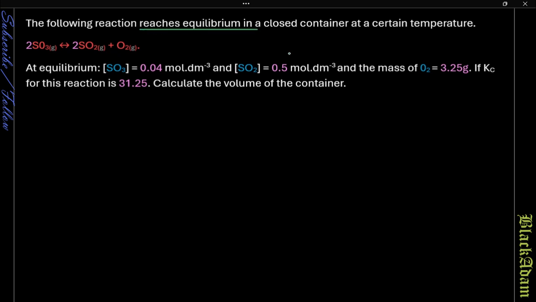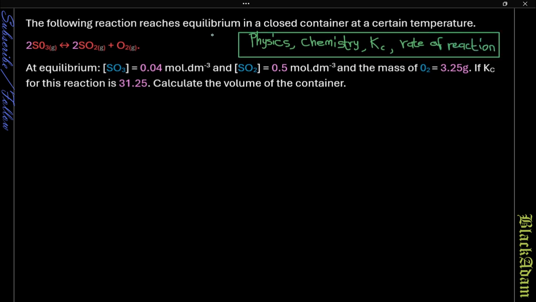Welcome to physics, especially chemistry, and we are going to deal with physics. By physics, we are referring to chemistry on this chapter. And then on chemistry, we are dealing with Kc, equilibrium constant, which is part of the rate of reactions. So that's what the problem is all about.